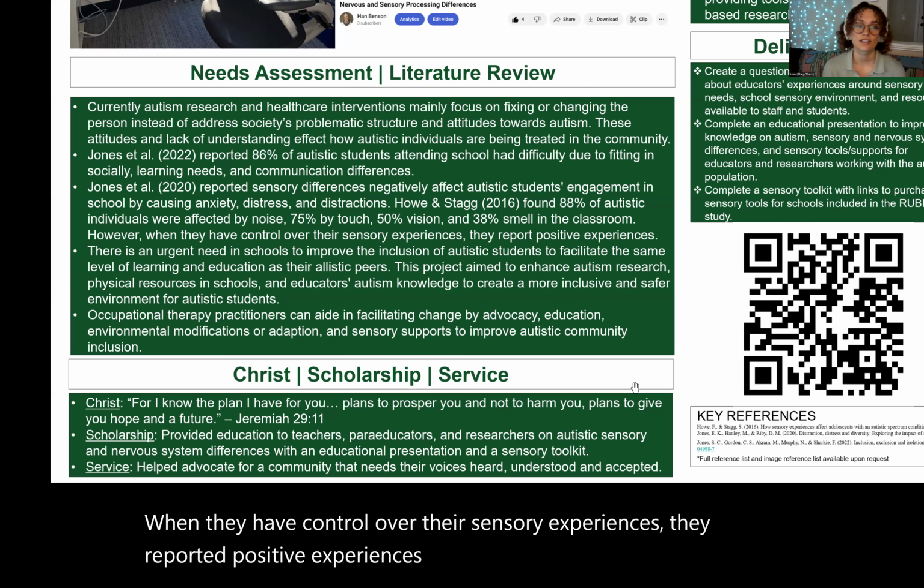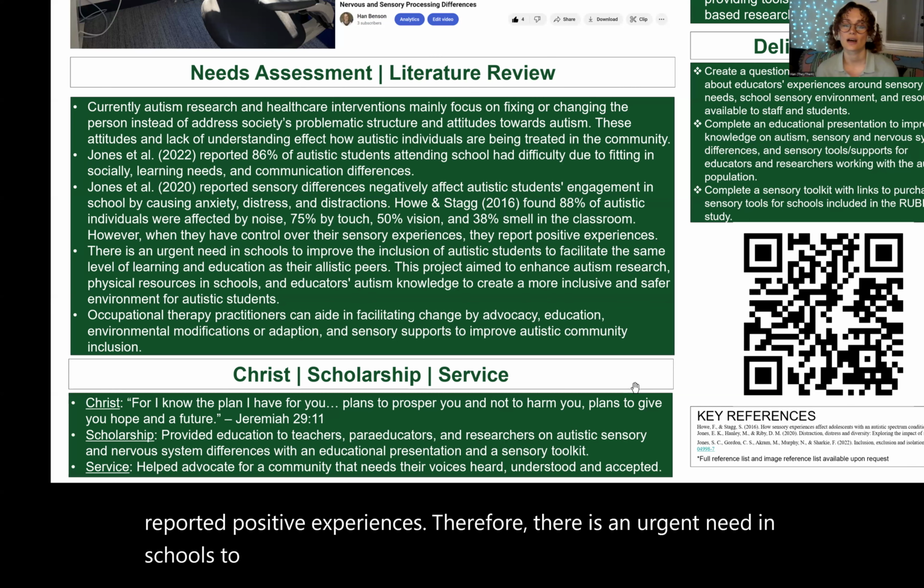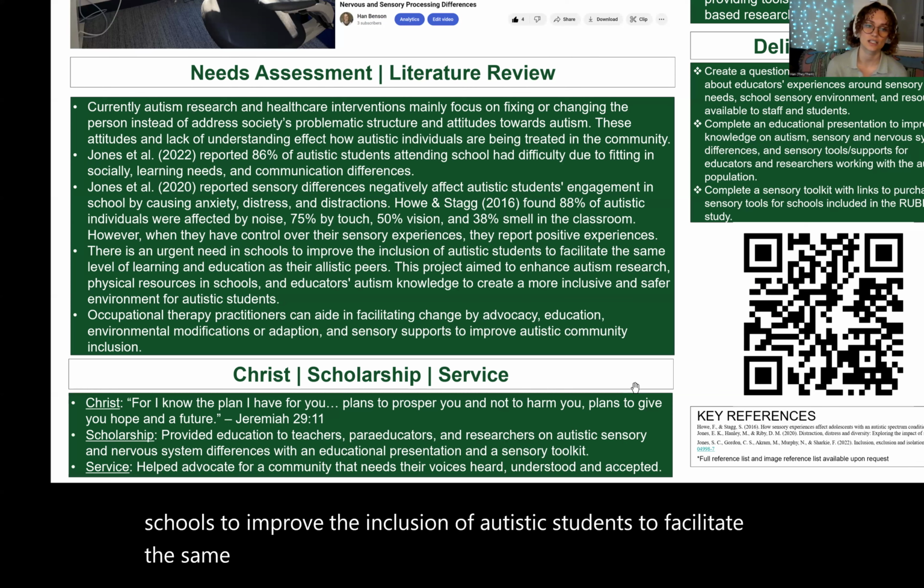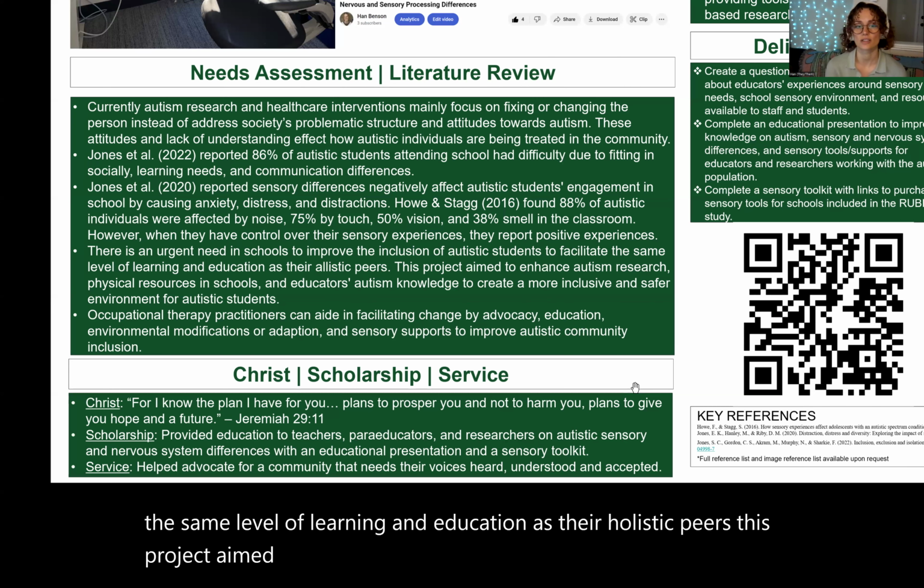Therefore, there is an urgent need in schools to improve the inclusion of autistic students to facilitate the same level of learning and education as their non-autistic peers. This project aimed to enhance autism research, physical resources in schools, and educators' autism knowledge to create a more inclusive and safer environment for autistic students.